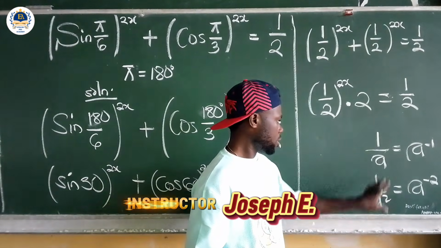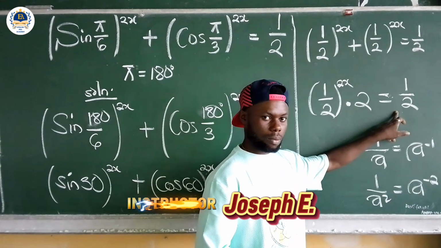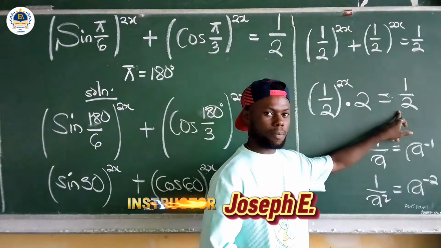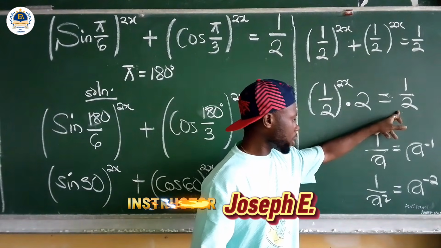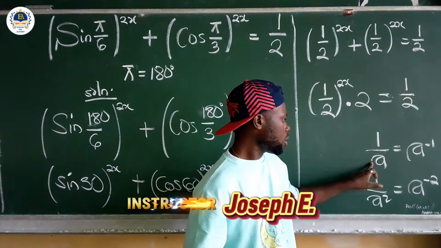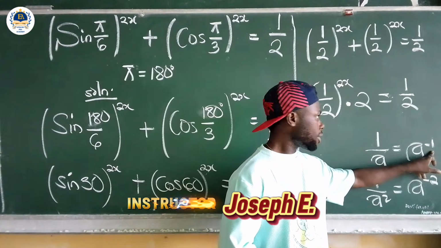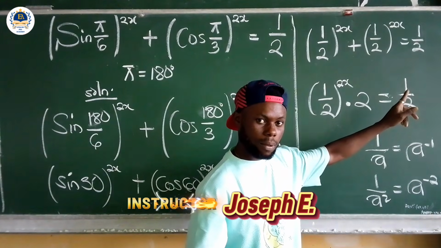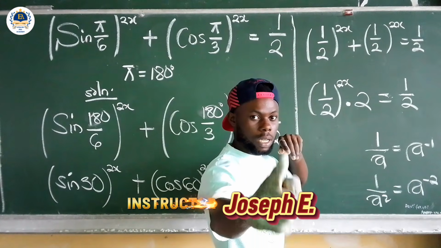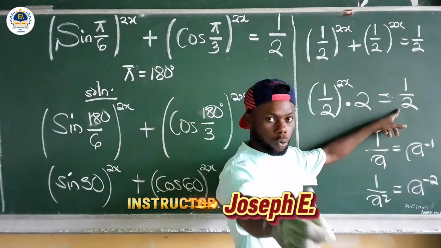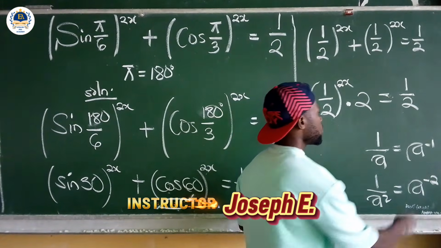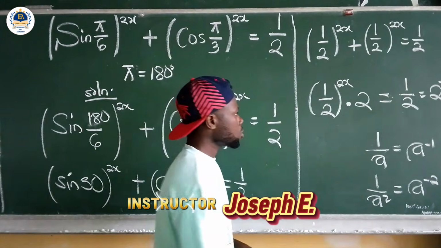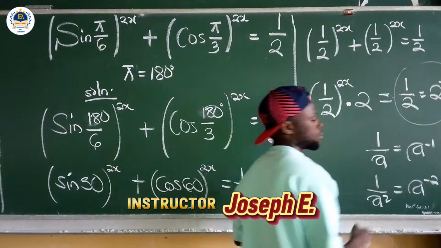If we compare 1 over a with 1 over 2, we observe that a and 2 are the same. And since we can easily transform 1 over a into a raised to the power of minus 1, that means 1 over 2 will equal what? Over to you, viewers. 1 over 2 equals what? Yes, equal to 2 raised to the power of minus 1. You are right. So these two, they are the same.